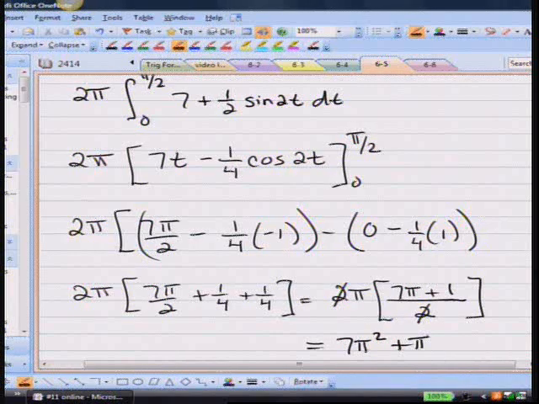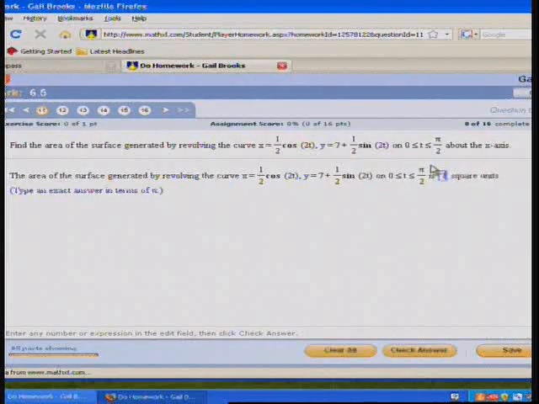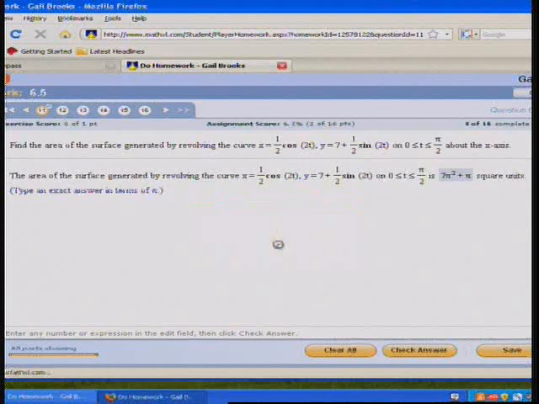And let's see if that is what they get. Let's try it. So 7 pi squared plus pi. Excellent. Okay, so that was all right.